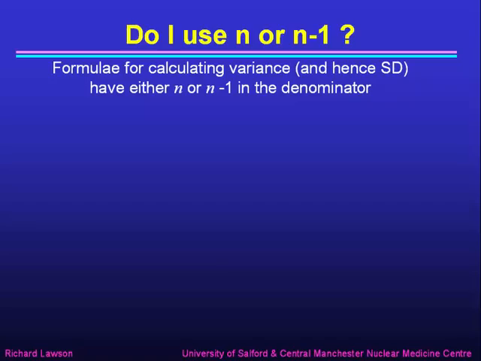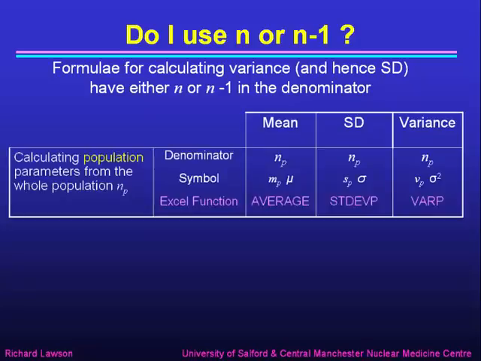So people often get confused about whether there should be an n or an n-1 in the denominator of these equations. The equation for variance, and hence the equation for standard deviation, either has an n or an n-1 in the denominator. The rules for deciding whether to use n or n-1 depends what you want to do.